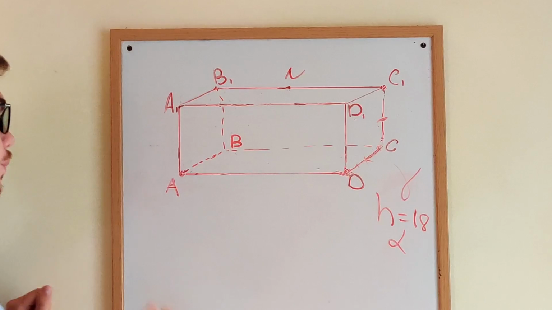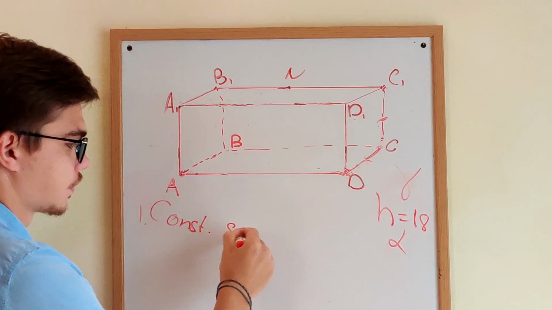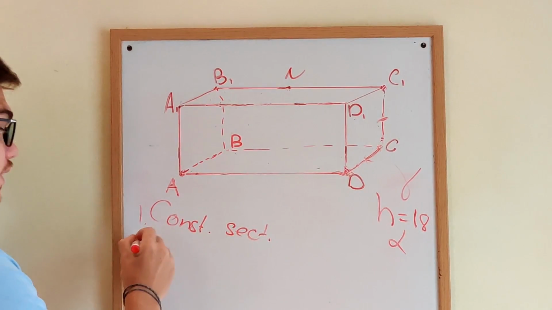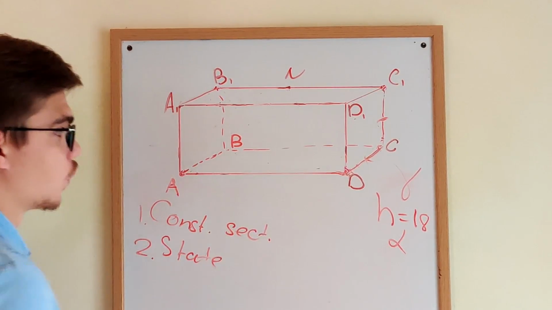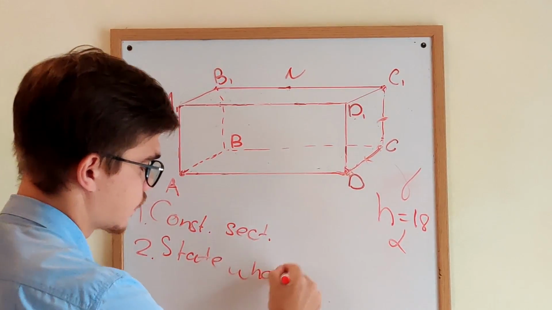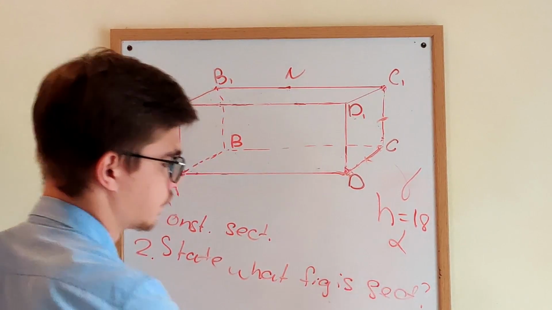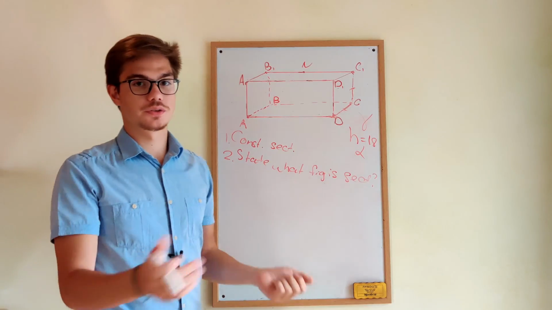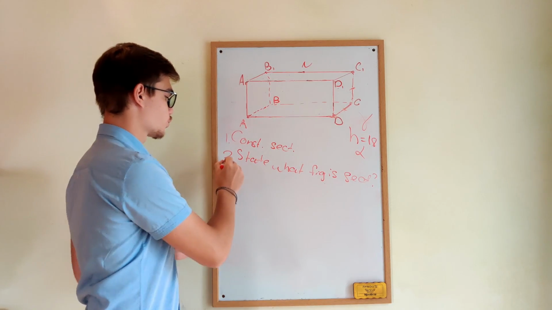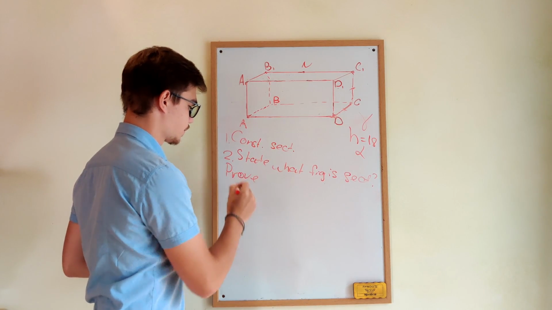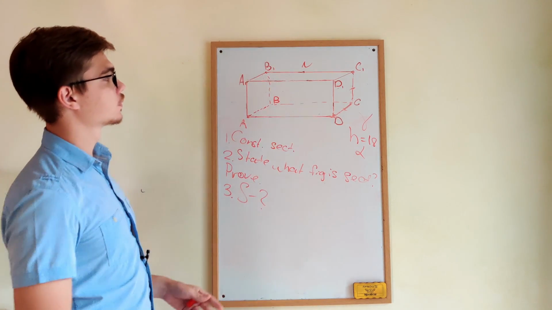Okay. And the problem had three questions. Question number one, to construct the section. And so just draw it here. The second question is to state what figure the section is. So for example, if it's a triangle or a square, or maybe something else, we had to state it and of course to prove your statement. The third question is to find the area of this section.